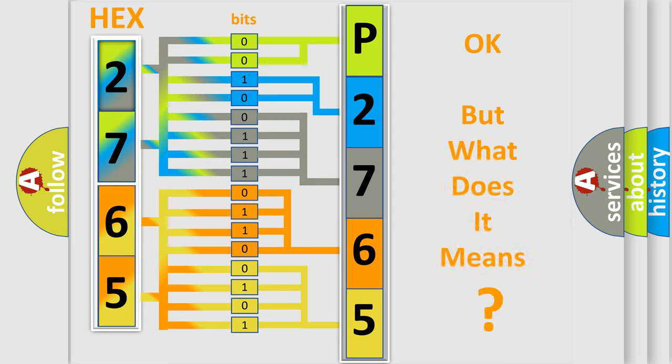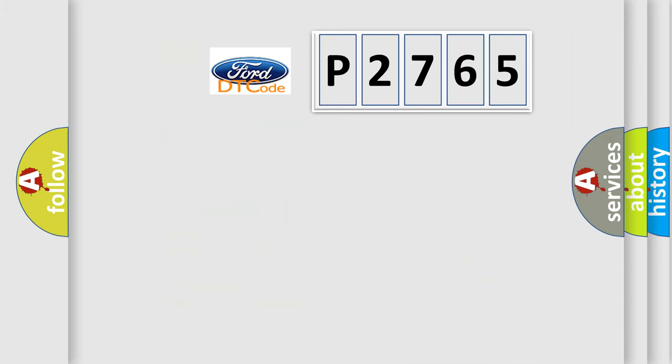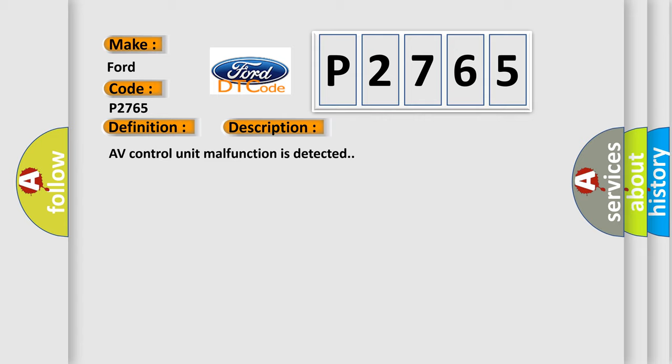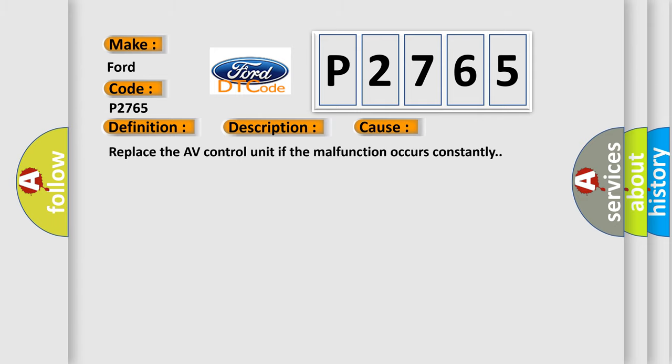The number itself does not make sense to us if we cannot assign information to what it actually expresses. So, what does the diagnostic trouble code P2765 specifically interpret for Infinity car manufacturers? The basic definition is AV control unit. And now this is a short description of this DTC code: AV control unit malfunction is detected. This diagnostic error occurs most often in these cases. Replace the AV control unit if the malfunction occurs constantly.